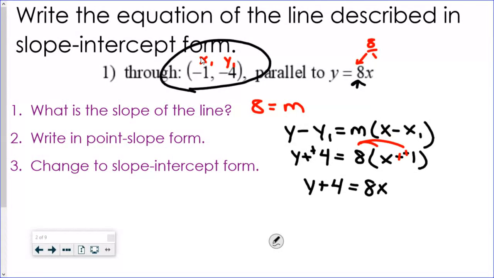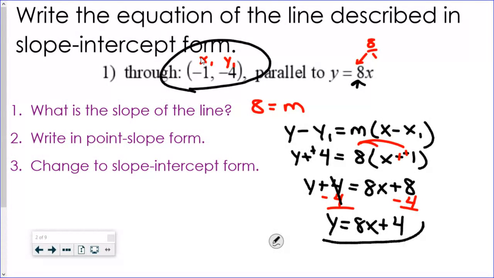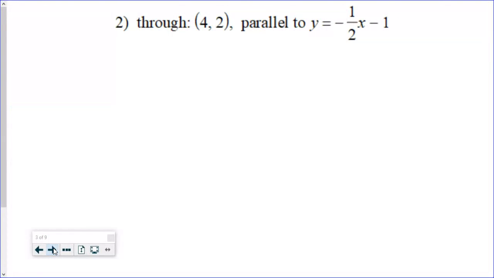This is 8x plus 8 when I distribute. And then I'm going to minus 4 from both sides, and I'm going to get y equals 8x plus 4. And that's the equation of the line through the ordered pair -1, 4, and is parallel to the equation y equals 8x. That's for parallel. Write it down, pause the video, write it down. Okay, I'm going on, so hopefully it's all written down.